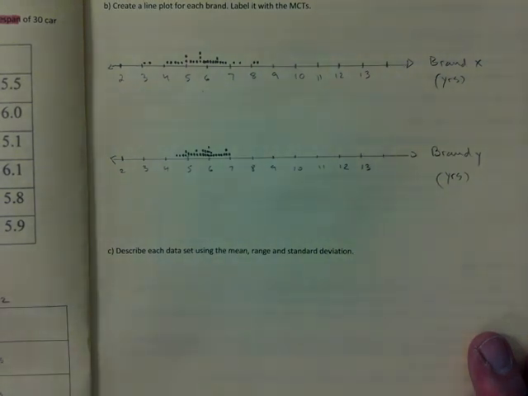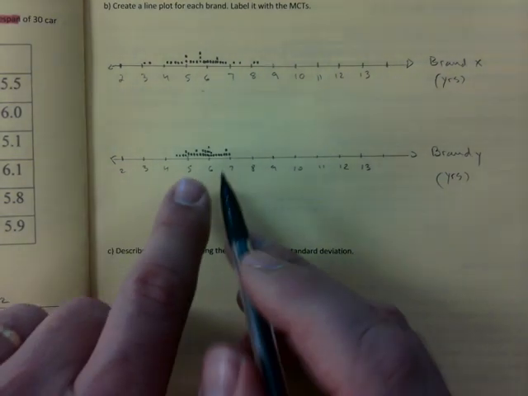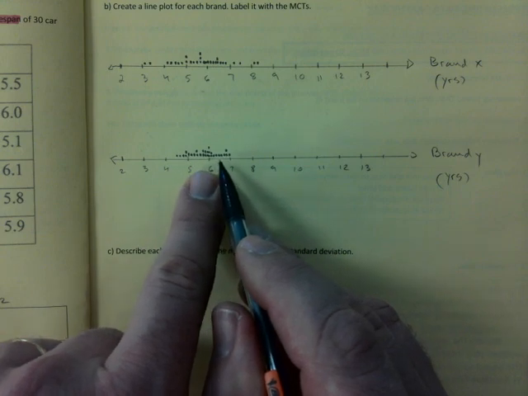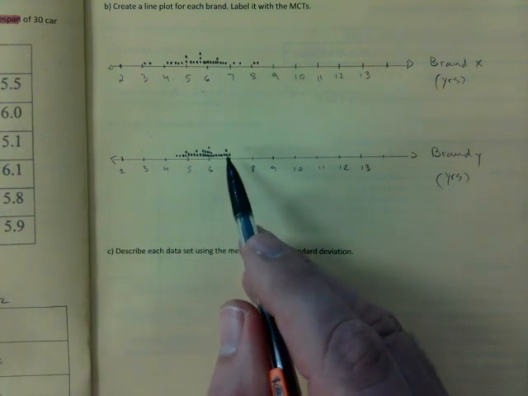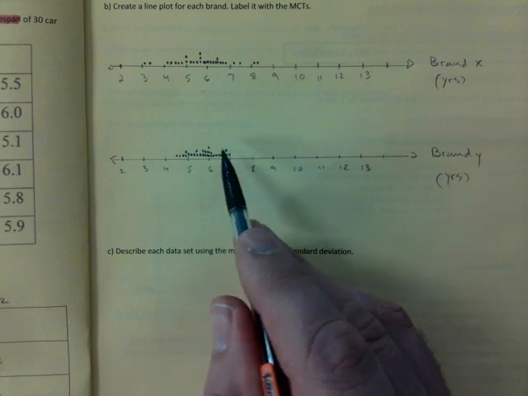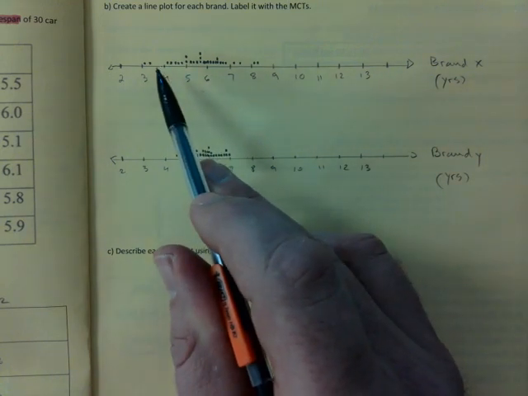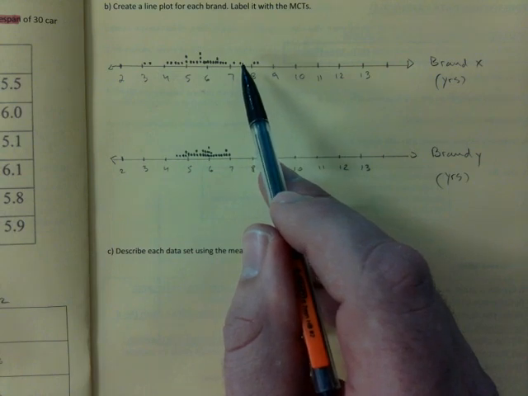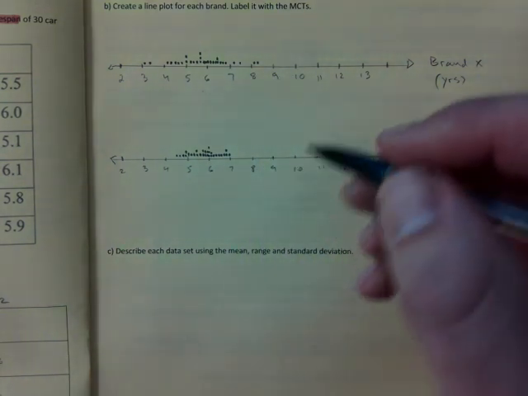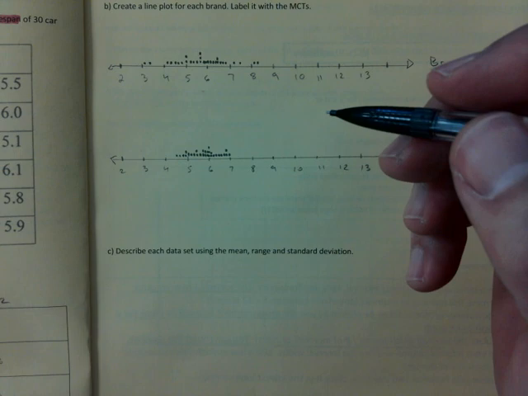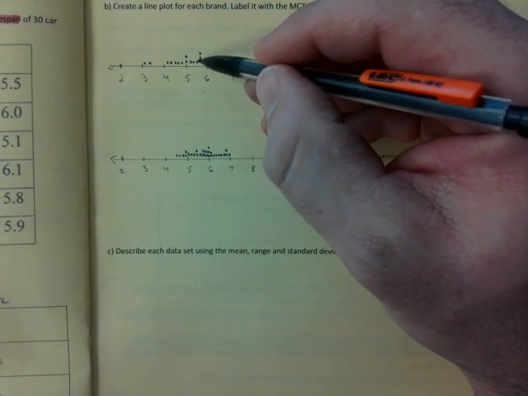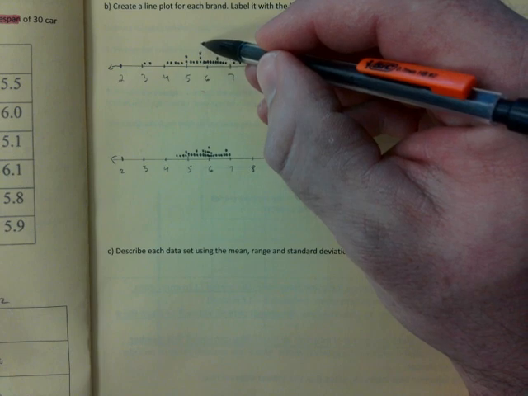You should see, as expected, brand Y should have been closer together, correct? Because it gave us a smaller standard deviation, so they're more clustered, whereas brand X is further spread out. Right? You should see that. So I will label the mean, all the average and all of that. So 5.74 is right about there.